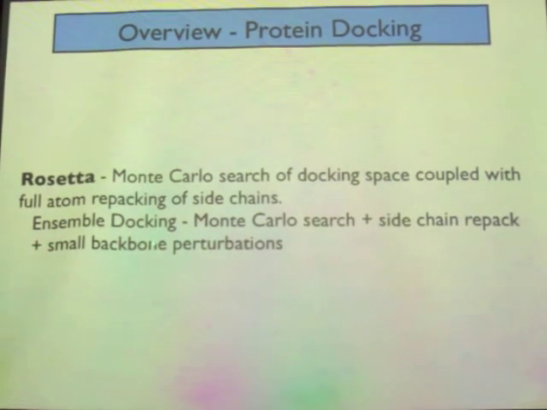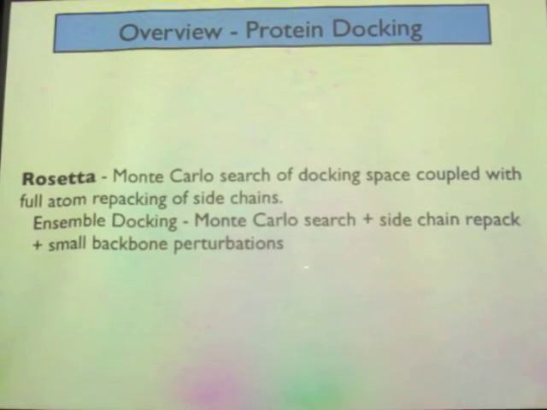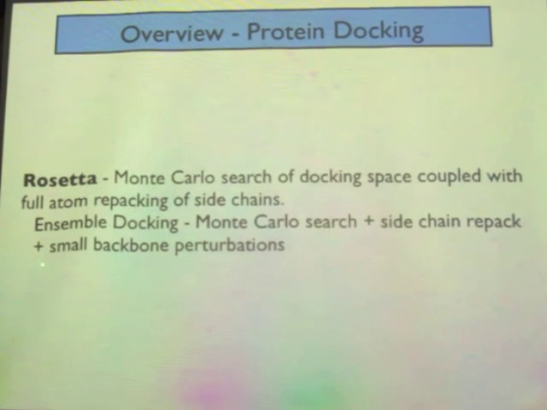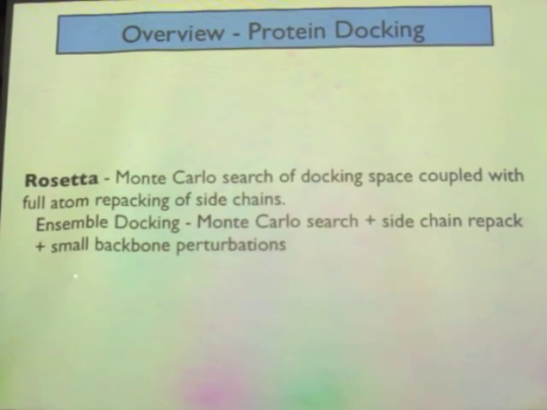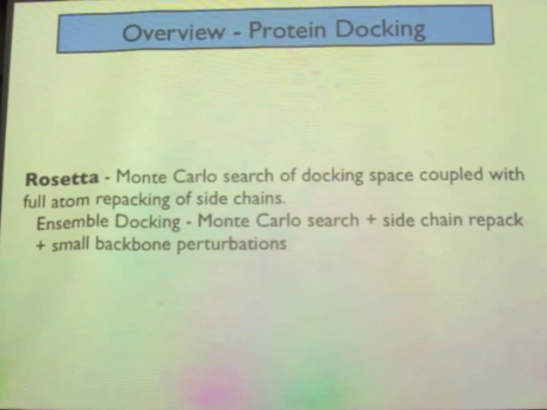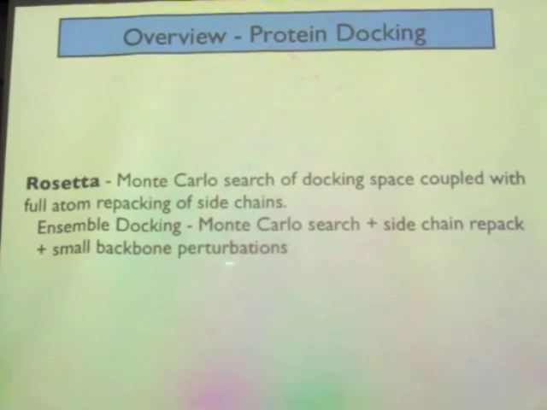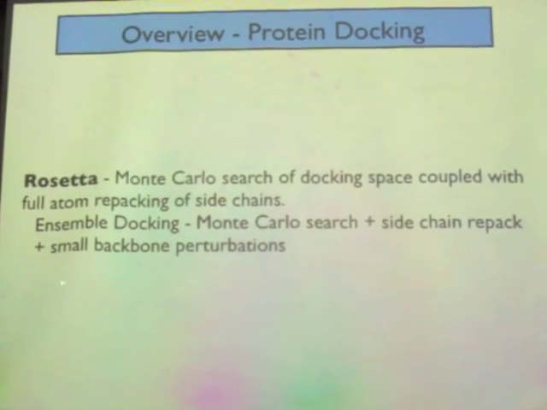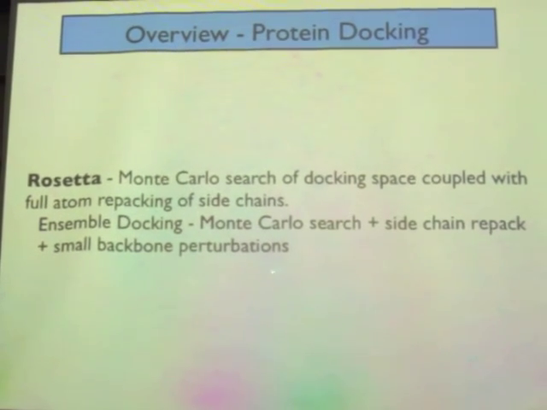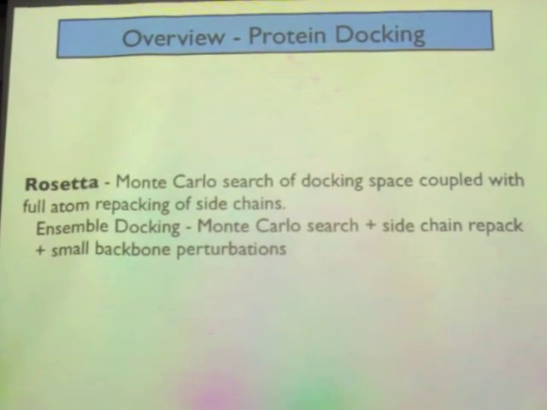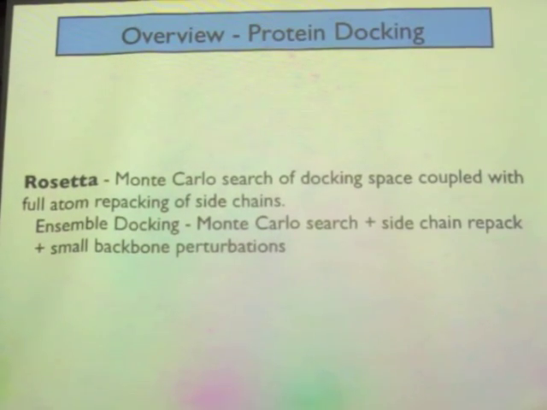In ensemble docking, we do this Monte Carlo search plus the side chain repack, which is the new part added to Rosetta, as I mentioned. And we can also account for the small backbone perturbations. To view two proteins as rigid bodies upon docking is probably not how it happens most of the time in nature. So this ensemble docking can account for some of the smaller backbone perturbations. Today in the example we won't be doing ensemble docking, but we'll just be showing two rigid body orientations.